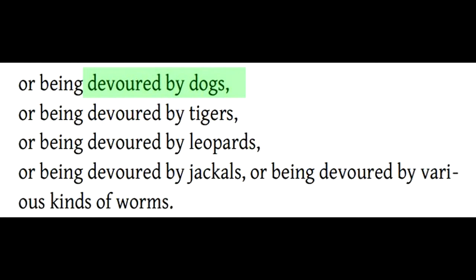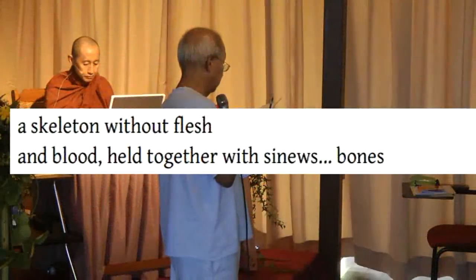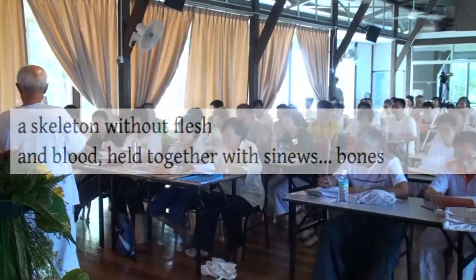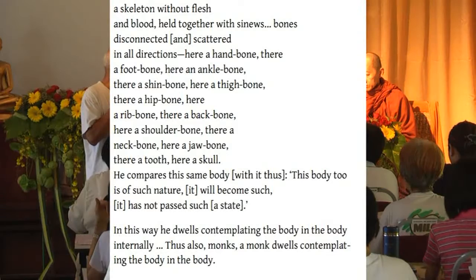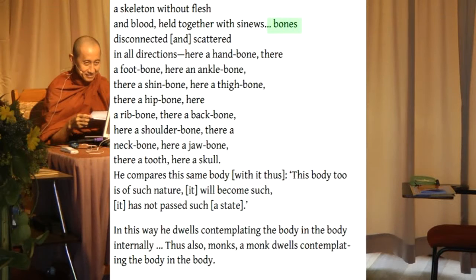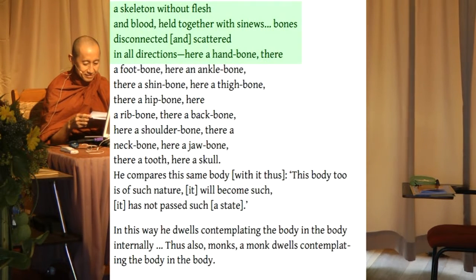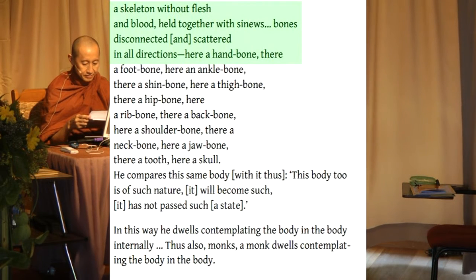Page 40. The skeleton with flesh, blood, held together with sinew. Skeleton without flesh, smeared with blood, held together with sinew. Bones scattered in all directions. Hey, you missed out one. Skeleton without flesh, blood held together with sinew. And then number 6, bones scattered in all directions.